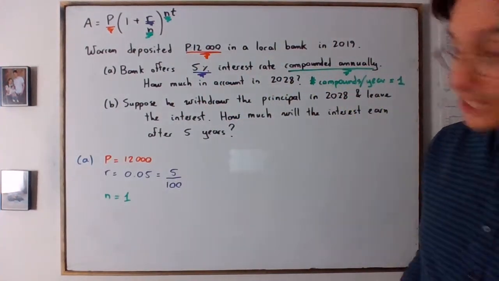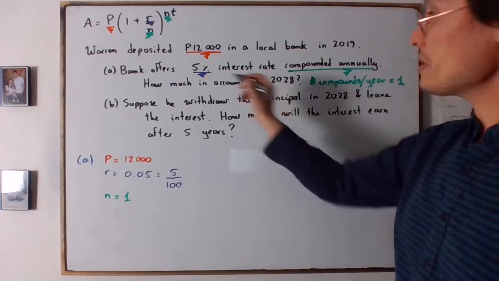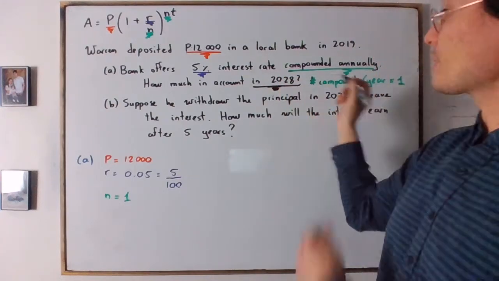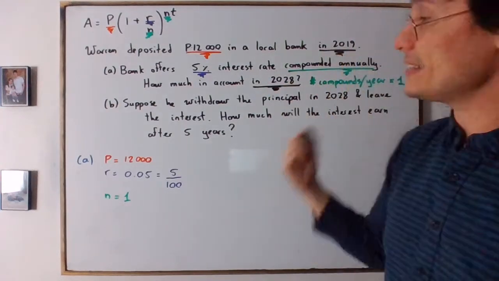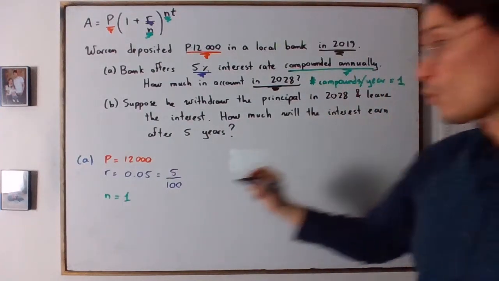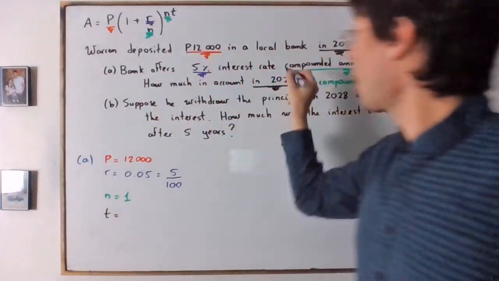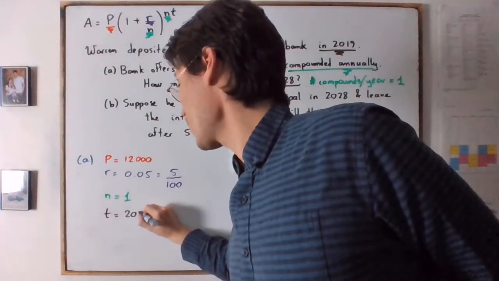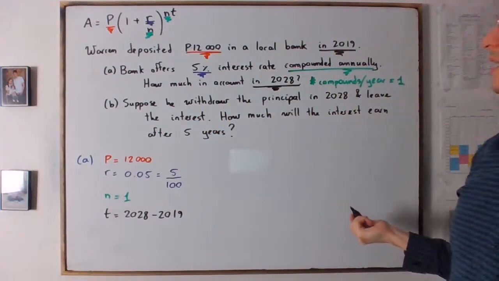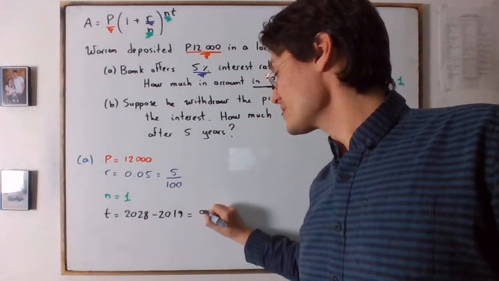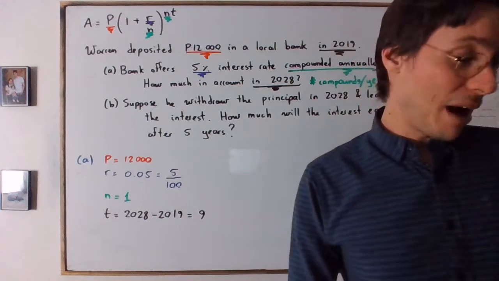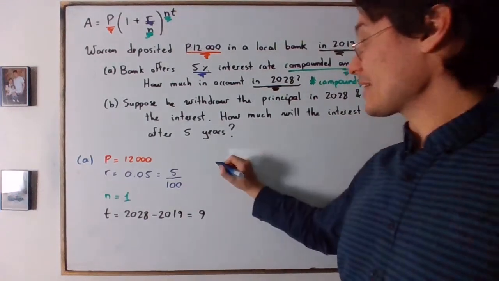Last piece of information. How much in the account would it be in 2028? Now you also have to use the fact that it deposits the principal in 2019. So in other words, the time will be one minus the other, right? So 2028 minus 2019. My mental math is a little bit rusty, but it should give you 9 years. So with that in mind, the only thing you have left to do is to calculate A.